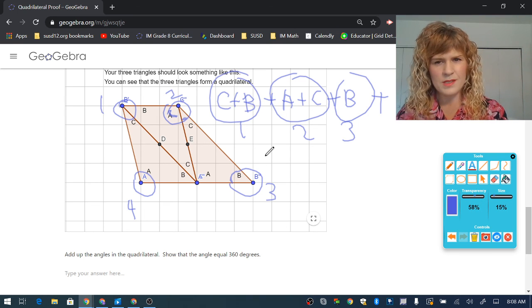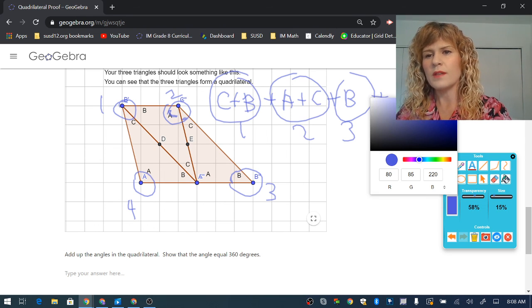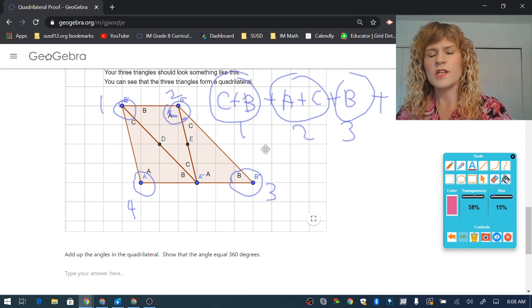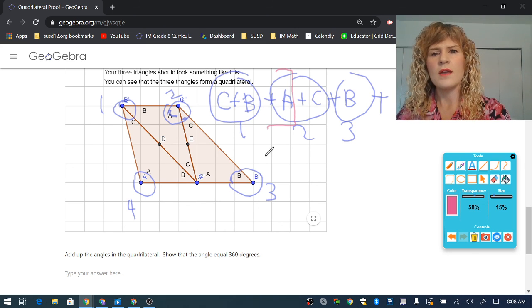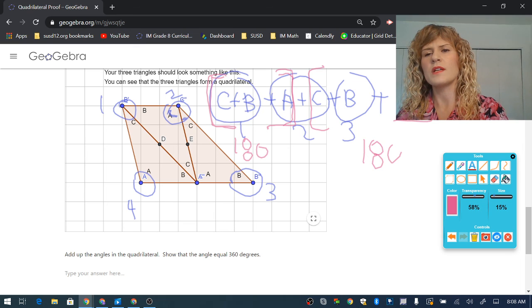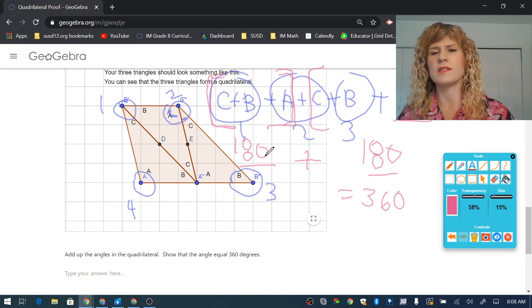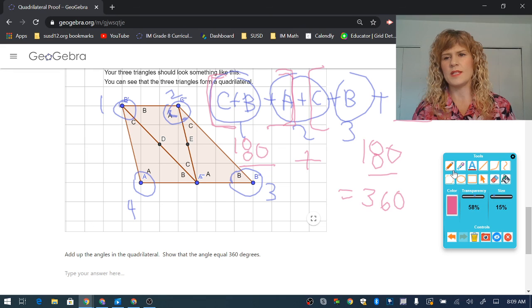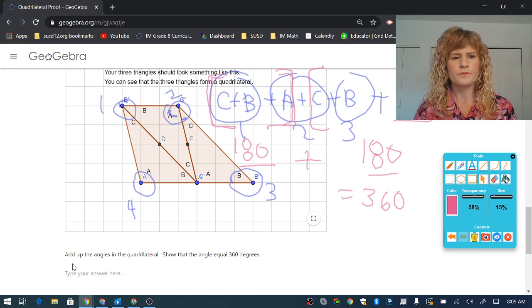Do these equal 360 degrees as well? Well, yes, they do. Let me show you. I'll just change colors here. We have here A, B, C. A, B, C is equal to 180 degrees. And then over here, we have A plus B plus C. That's another 180 degrees. So 180 plus 180 equals 360 degrees. Cool, we did it. Now let me just type in my answer.